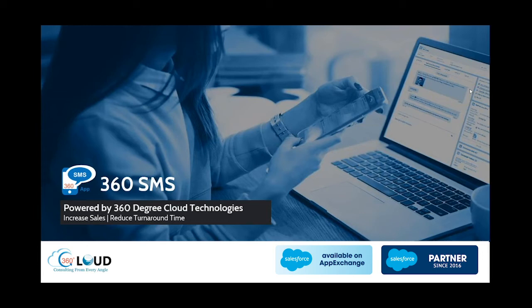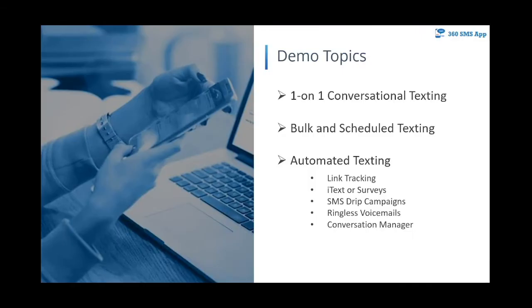Welcome to the 360 SMS Overview demo. To keep it relatively short, we're going to talk about three broad topics: one-on-one conversational texting, bulk and scheduled texting, and automated texting. We're also going to talk about various features like link tracking, surveys, drip campaigns, ringless voicemails, and conversation manager. Let's start with one-on-one conversational texting.